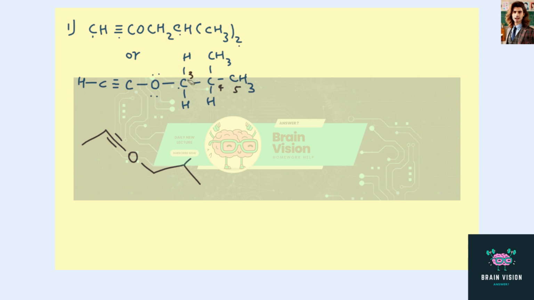So this is the bond line structure. Here you can see I have represented the ether functional group and the triple bond. Okay, so now the second part.